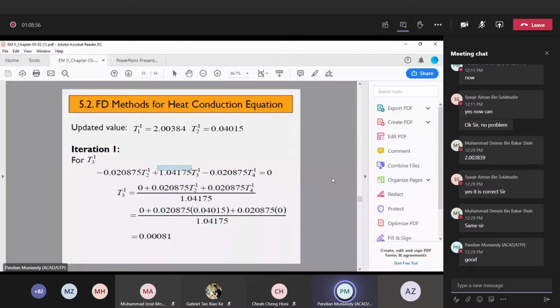So T3 is here. You bring the left-hand side. The right-hand side is 0 plus 0.020875 T2 plus 0.020875 T4. But the T2 must take the new value, 0.04015. But T4 is still 0, because you can see T4 at iteration 0 is 0. Now you press your calculator: 0.020875 multiplied by 0.04015 divided by 1.04175.